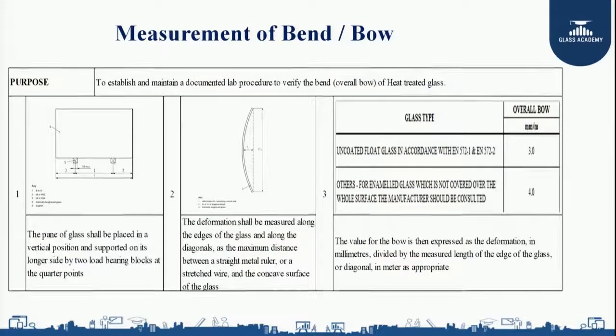So to summarize, how are we going to measure the bend in the glass? First we need to take a glass, keep the longest side vertical, and have two supporting blocks at the quarter points of the size.